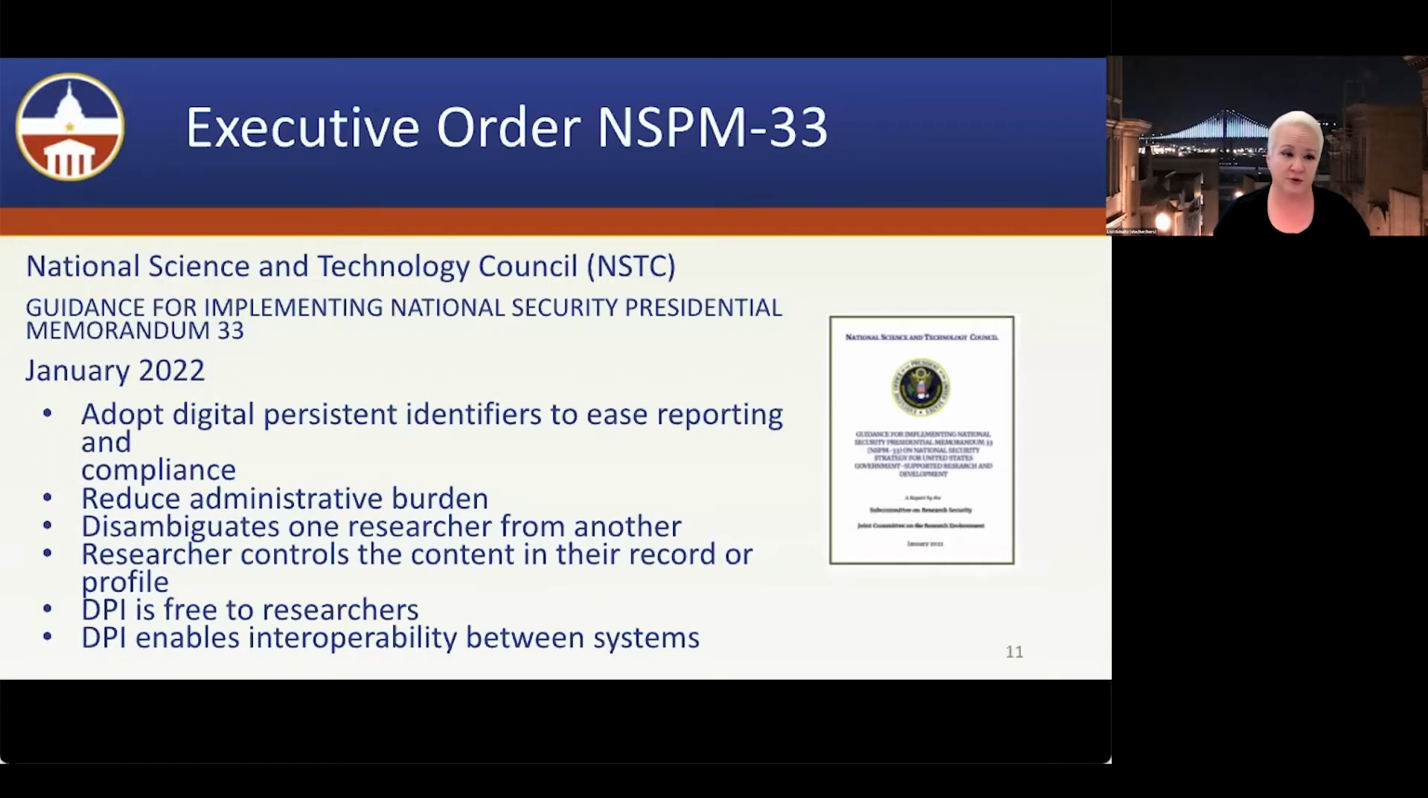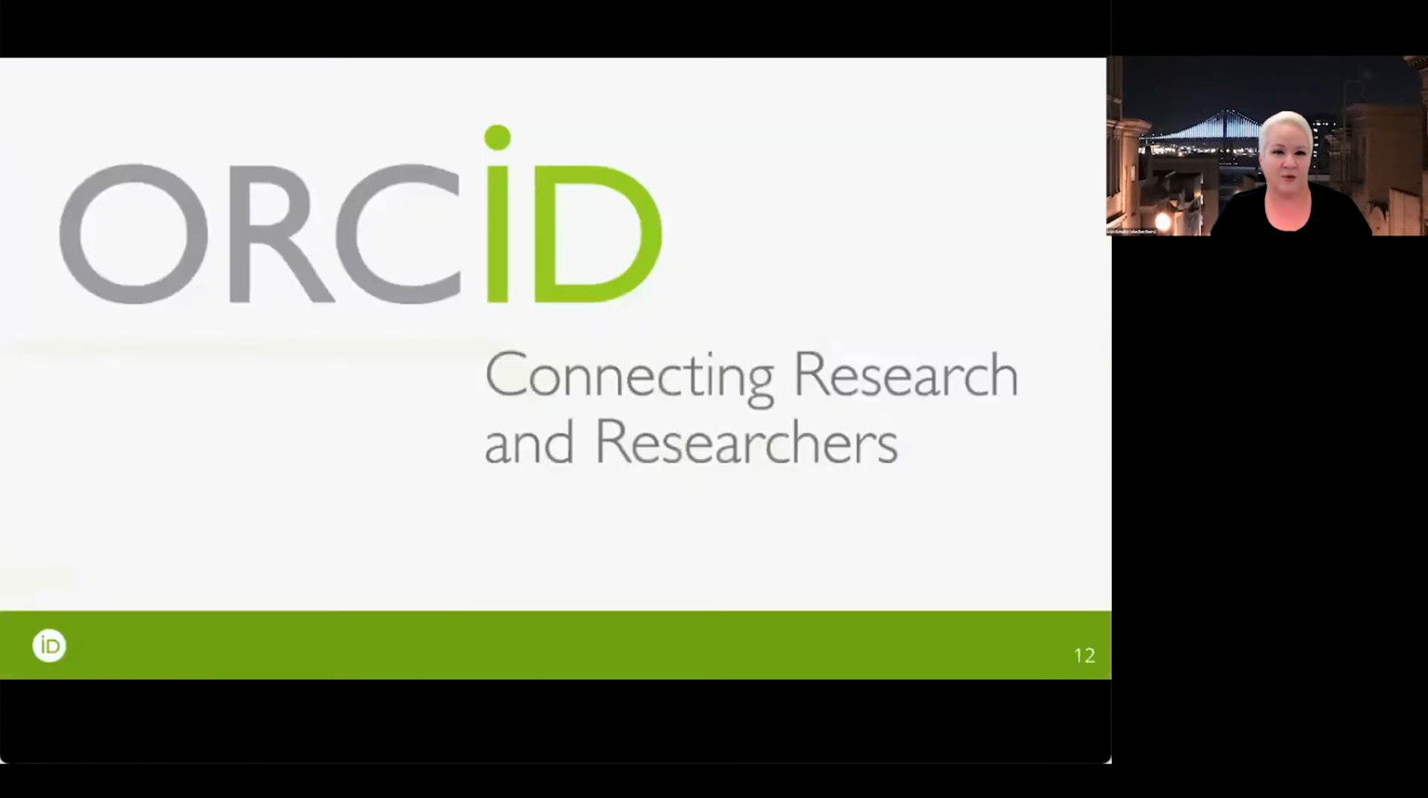The DPI is free to researchers, and it enables interoperability between systems, basically meaning the data that's in that record can be used in other ways, like populating disclosure forms, or this model form that is required to be created by the guidance. So it would allow that data to be exchanged and not retyped over and over and over again as part of a way of reducing burden. The good news here is that ORCID is the organization that meets the DPI provider criteria as listed in the guidance. And ORCID is the only one. With that, I will turn it over to Chris to talk more about ORCID and what DPIs are.